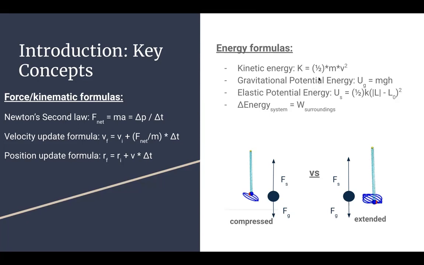So the kinetic energy equation, 1/2 mv squared, gravitational potential, which is mgh, and then elastic potential, which is 1/2 k (L minus L naught) squared. So all those energies add up to the energy of the system, and then the change in energy of the system from initial to final is the work.